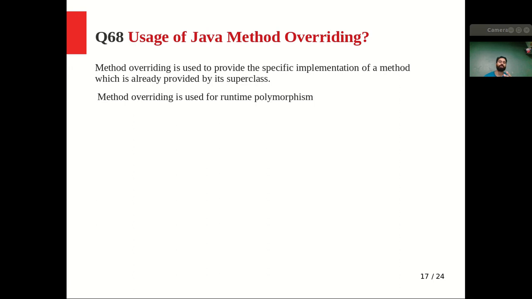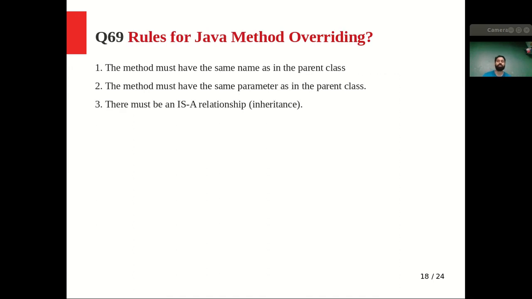So there should be two classes present if we want to achieve method overriding, because of course the inheritance, or an is-a relation, should be there to achieve method overriding. So now let's move to the next question: the rules for Java method overriding.